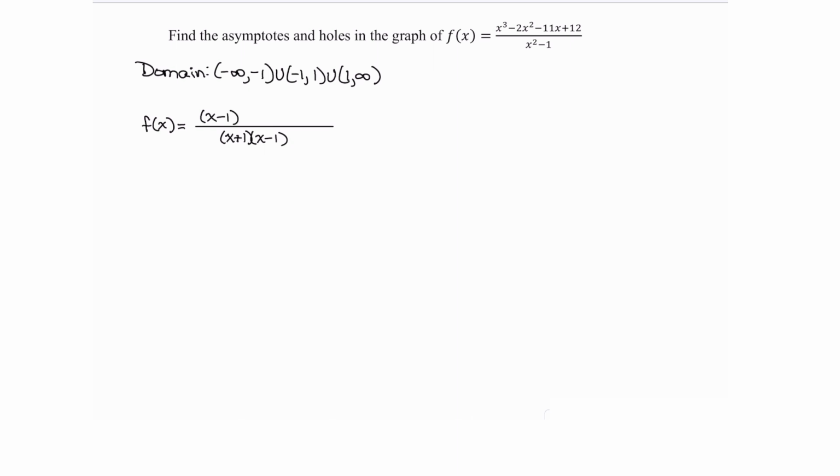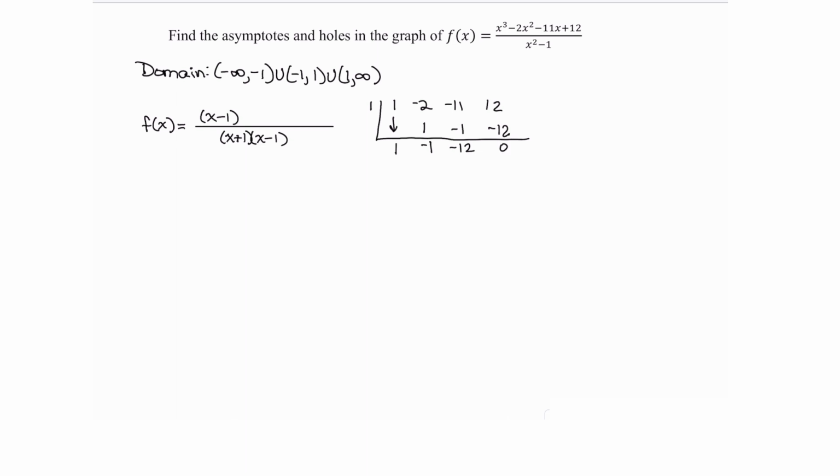And I can get the other factor by doing synthetic division. So we'll put our 1, and then write out our synthetic division table. The coefficients of the polynomial in the numerator are 1, negative 2, negative 11, and 12. Bring down the 1, then 1 times 1 is 1, put it underneath the next number. Negative 2 plus 1 is negative 1. Then multiply, 1 times negative 1 is negative 1, add negative 11 plus negative 1 is negative 12, and then multiply 1 times negative 12 is negative 12, and add 12 plus negative 12 is 0.